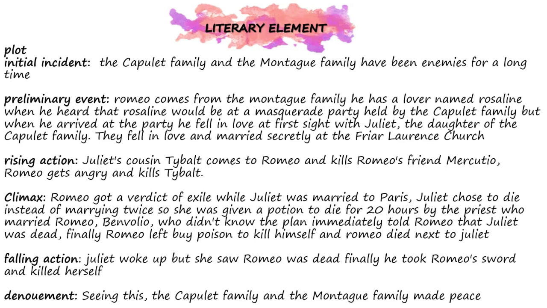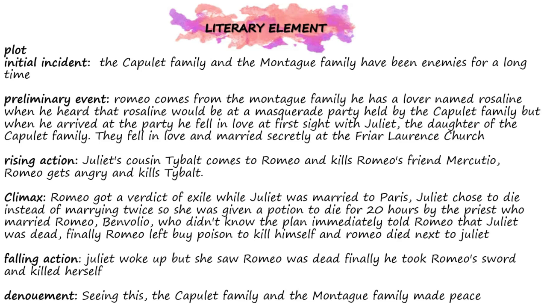And there is the climax, which contains Romeo getting the verdict of exile, while Juliet was paired with Paris. Juliet chose to die instead of marrying twice, so she was given a poison to sleep as if dead for 20 hours. And Friar, who didn't know the plan, immediately told Romeo that Juliet was dead. Finally, Romeo took poison to kill himself, and Romeo died next to Juliet.